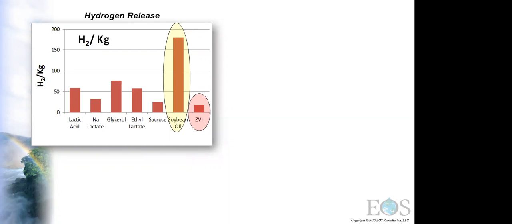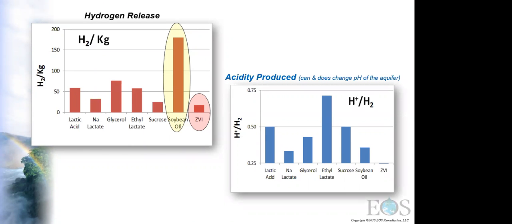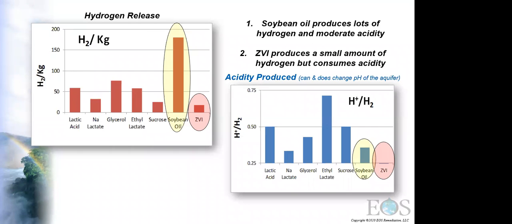But something else to keep in mind is the substrate that you're utilizing. So here I'm showing how much hydrogen is released for each of these given carbon substrates, ZVI not being a carbon substrate, but still releasing hydrogen. And I'll get into that in the next slide. But you can see soybean oil produces the most hydrogen per kilogram. Conversely, it produces some acidity. You know, there are fermentable acids that come off of the production of that hydrogen from fermentation. And there is some acidity that's produced, not as much as some of the other substrates that are out there, but you can change the aquifer pH simply by the substrate that you inject.